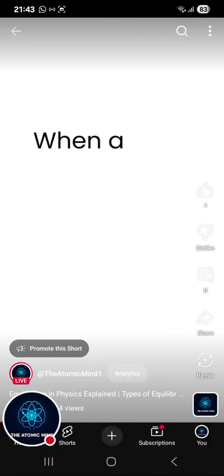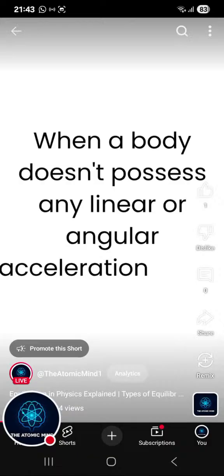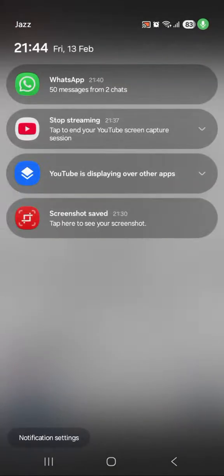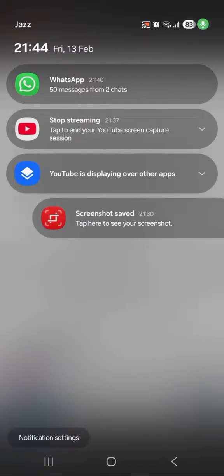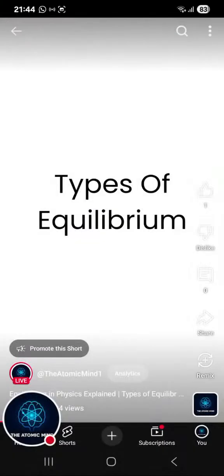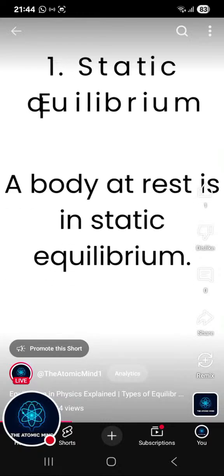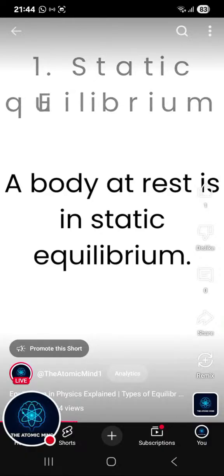What is equilibrium? When a body does not possess any linear or angular acceleration, it is in equilibrium. For example, a book lying on a table at rest, a chair lift hanging on supporting ropes. Let's discuss the types of equilibrium. Number one is static equilibrium. A body at rest is said to be in static equilibrium, like a wall hanging, a building, or a bridge.